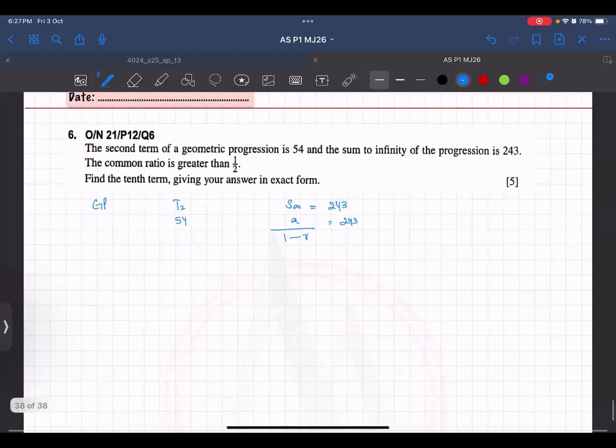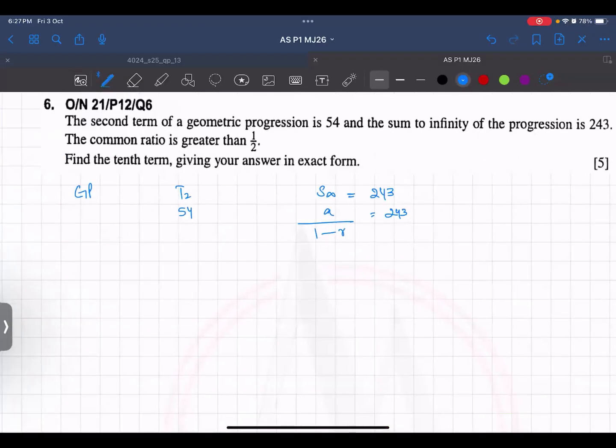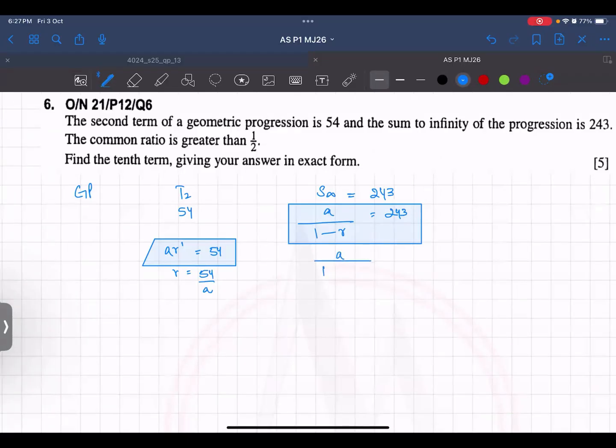Okay, now we apply this. If it is the second term, look, second term means that your R power is 1. So A R power 1 is equal to 54. So you have to now solve them simultaneously. You have this equation, and you have this equation, and then you will solve them simultaneously. So how would we do this? R is equal to 54 upon A. So A upon 1 minus R, R is 54 upon A, is equal to 243.